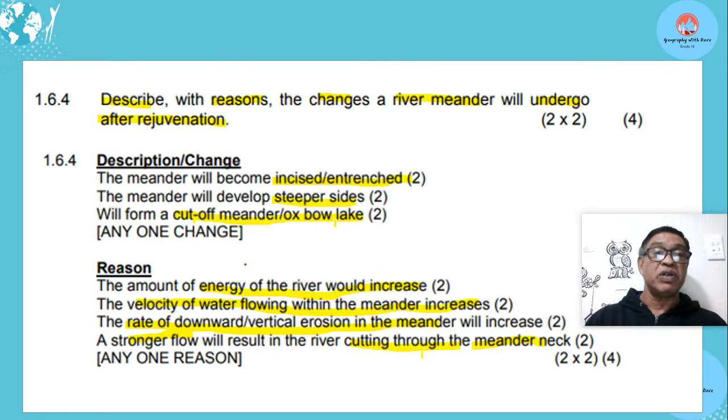Very, very important. Like when I spoke about entrenched, I would speak about the rate of downward erosion in the meander increasing due to the speed of water in the meander. So I must link my answers. They must make sense: the change and the reason.